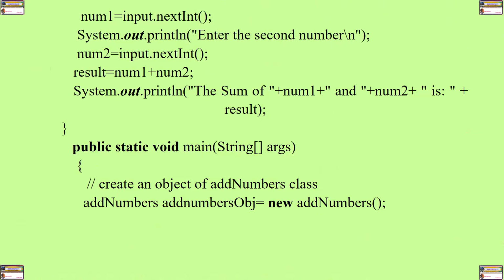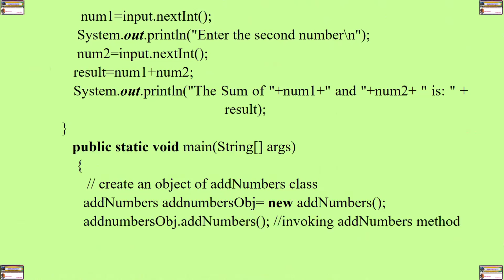So how do we declare an object? It is simply addNumbersObject. That's the name of our object. And it is of type addNumbers, meaning this is an object that will be used to manipulate the contents of the method called addNumbers.